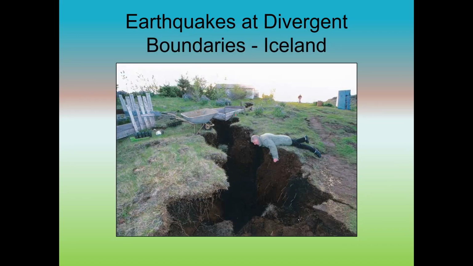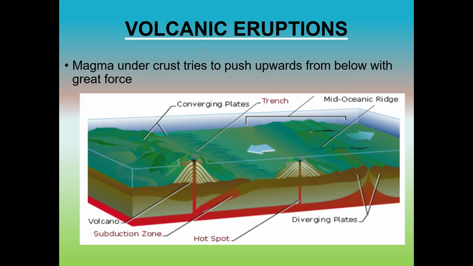Here we can see an earthquake at a divergent boundary in Iceland, how the plates have diverged from each other and an earthquake has taken place. Volcanic eruptions. Magma under the crust tries to push upwards from below the surface of the earth with great force. Whether it is converging plates or diverging plates, as it is pushing up, it comes out with great force and causes earthquakes.